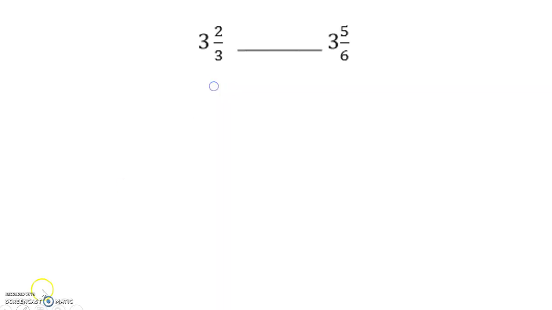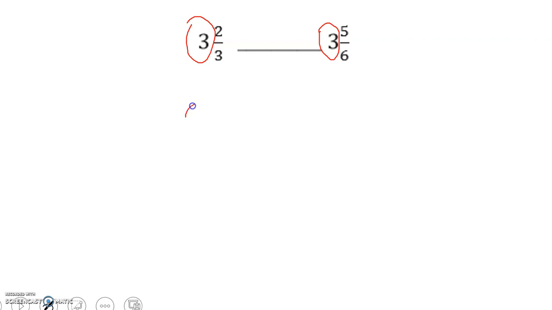But you know what? It's kind of difficult to determine which of these is bigger because they're both so big. They're both bigger than 1. There is a little shortcut though, which I'm going to show you right now. Both of these numbers, 3 2/3 and 3 5/6, have 3 wholes. So that kind of puts them on a level playing field.